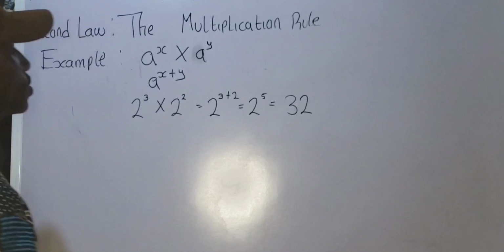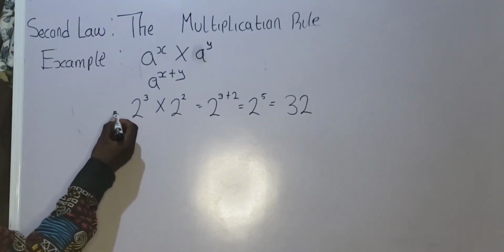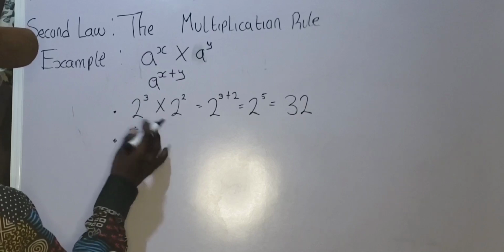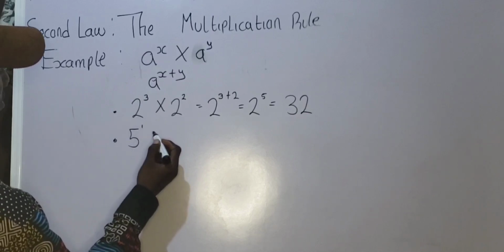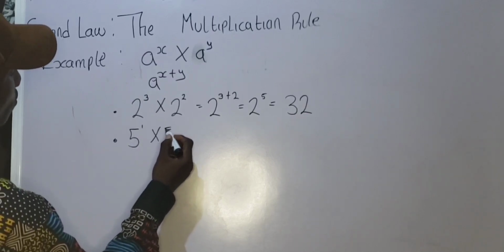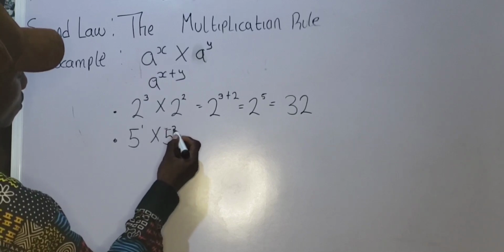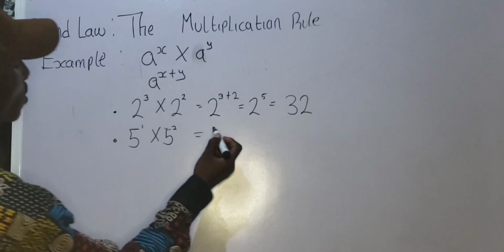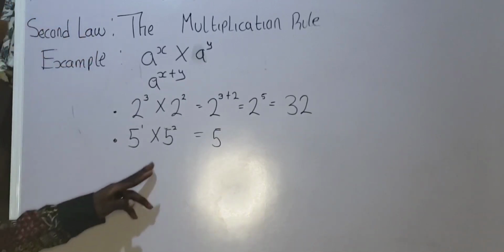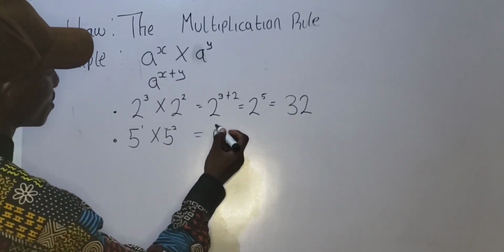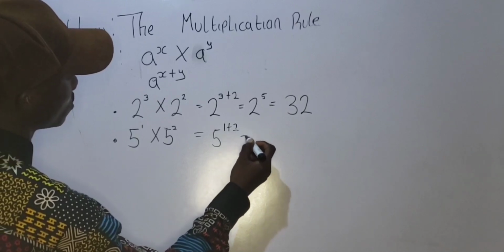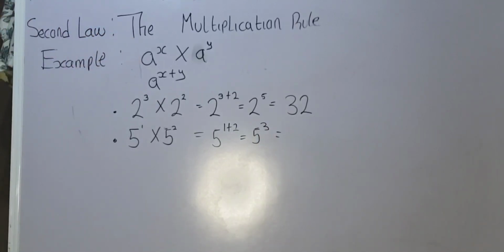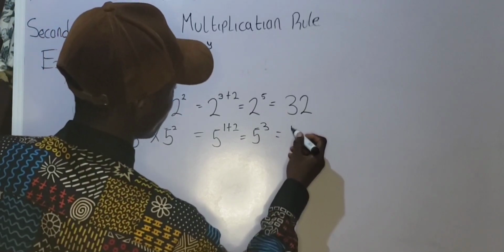You understand? So now, let us have another example. If we have 5 raised to the power of 1 multiplied by 5 raised to the power of 2, this will be equal to, since these numbers have the same base, 5 raised to the power of the sum of their powers. I'm going to have 1 plus 2. This will be 5 raised to the power of 3. So 5 raised to the power of 3 is 125.